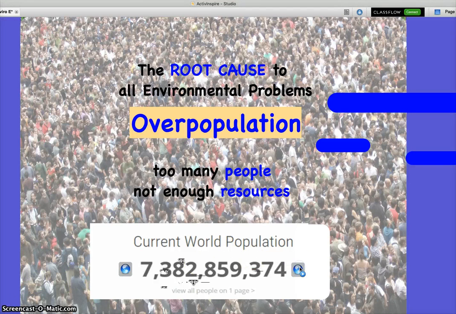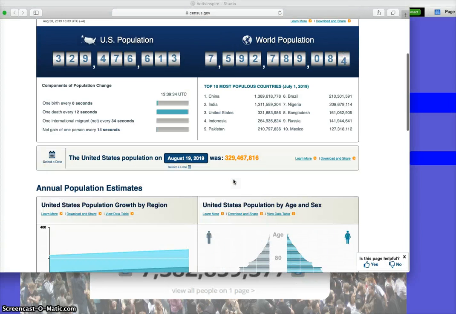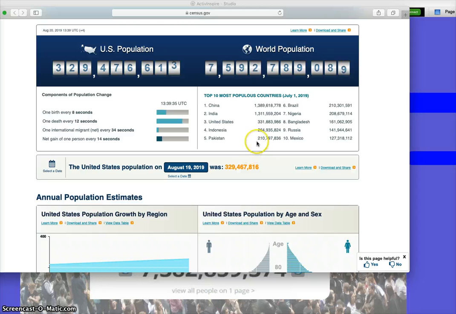Current world population, 7,382,000,000. If I go to the world population clock, you see the top populated countries are China, India, and then us. But they beat us by 1 billion. And that's constantly changing. And of course, you know that clock keeps going and going. When I started this class, the population was 6 billion. And so a whole billion more in 20 years. It's a lot.